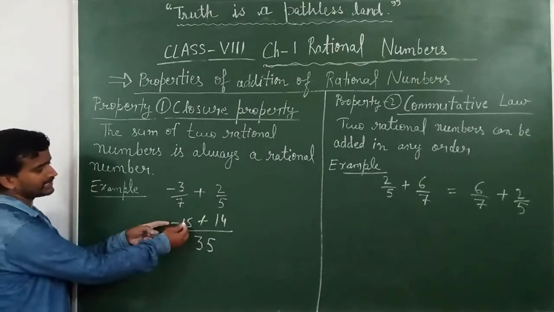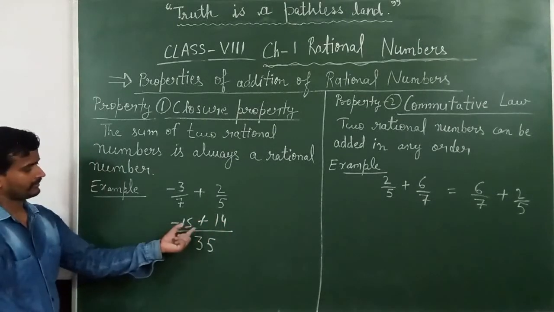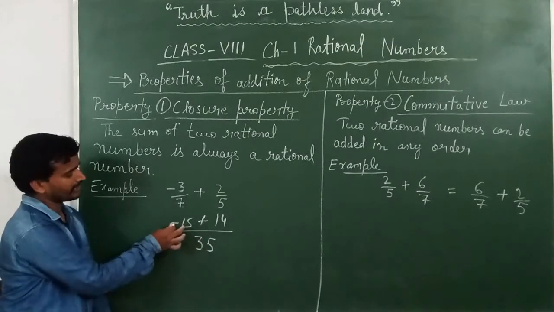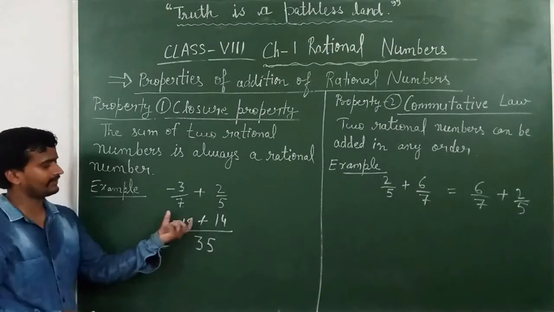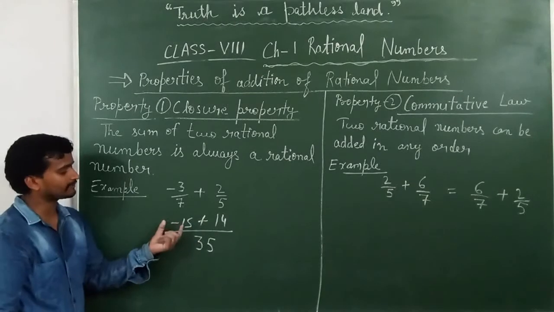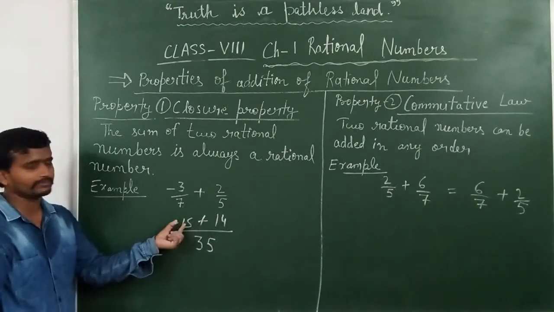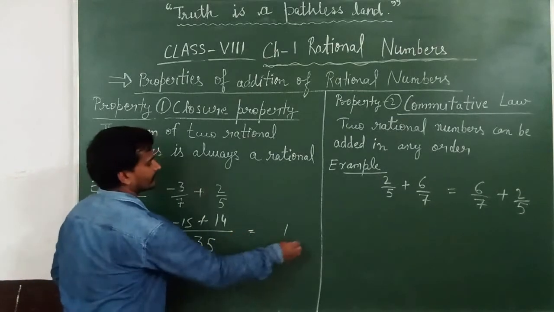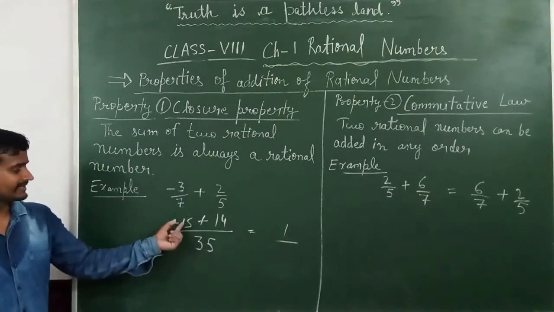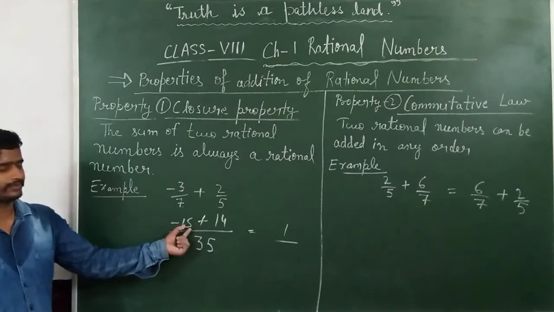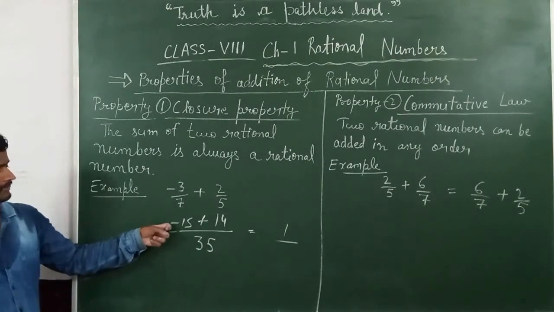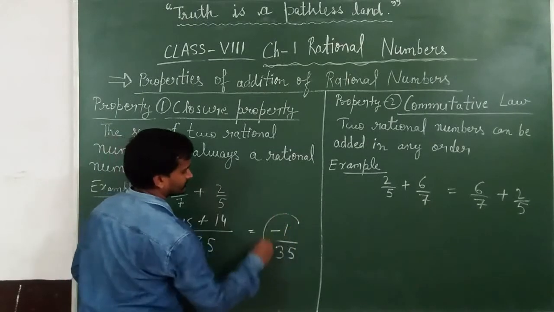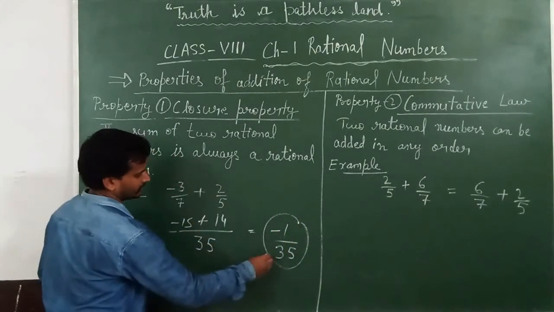Answer will be minus 15 plus 14. Both numbers are of opposite sign. It is minus, it is plus. With this condition, we subtract the smaller number from the larger number. 15 minus 14 is 1. The greater number is 15, and the sign of 15 is minus. So here minus 1 upon 35. It is also a rational number.